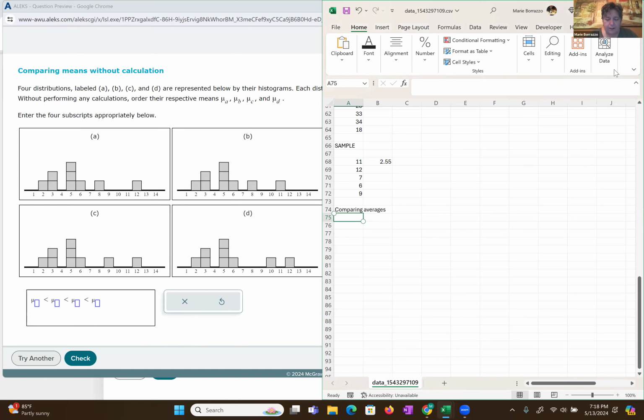Let's look at A and look at my logic. In A, I have a 2, two 3s, three 5s, a 6, an 8, and a 12. I'm going to go to B. In B, I have a 2, two 3s, three 5s, one 6, one 8, and one 11. Does that make sense to everybody so far?